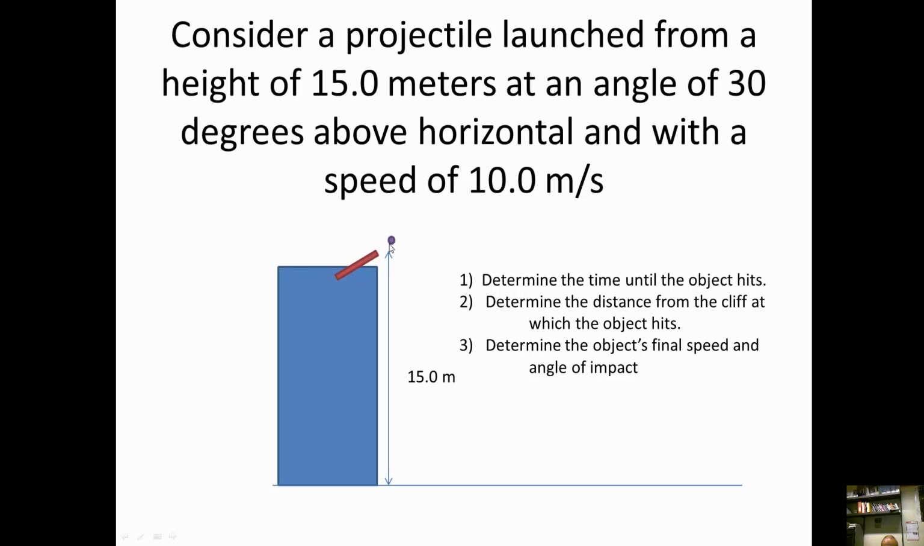All right, so the goal here is to determine the time until this object hits the ground, and also the distance from the base of the cliff at which the object is going to hit the ground. And then finally, kind of like on the homework, I'm going to ask you to determine the object's final speed and angle of impact.